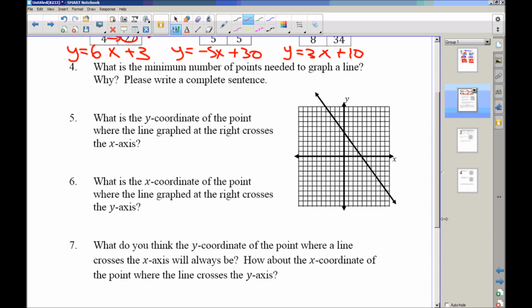All right, what is the minimum number of points needed to graph a line? And why? Please write a complete sentence. So my minimum points would be 2. Okay, any less, and the line could not be determined.